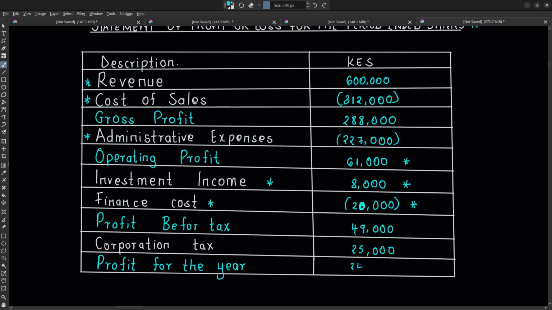Okay, so basically that's how we prepare the statement of profit or loss. If we had some gains, unrealized gains and everything, we could have a section of comprehensive income. But in our case, we don't have any that requires us to have comprehensive income. So stick around, because with the same question we are going to look at now the balance sheet for this year, same question.